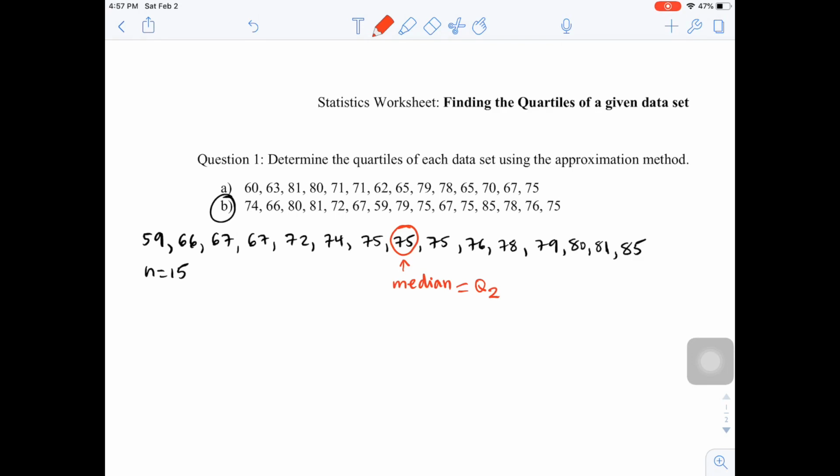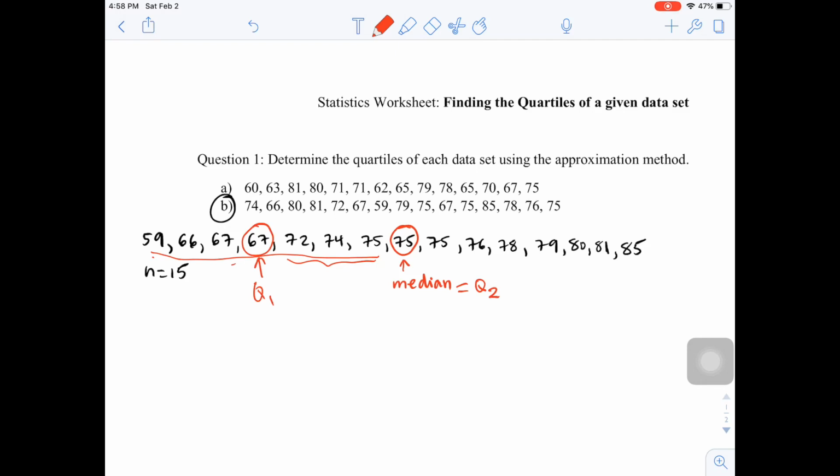Q1 is the median of the lower half of the data set. So this is the lower half. The middle value of this lower half is this 67 right here, because it has 3 values on its right and 3 values on its left. So this value here, we call it Q1.